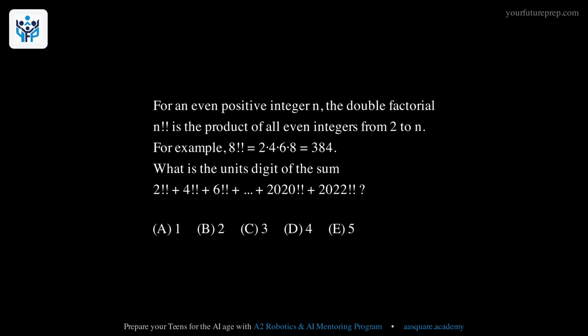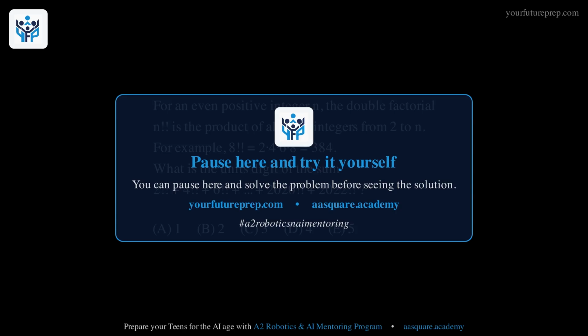What is the units digit of the sum 2 double factorial plus 4 double factorial plus 6 double factorial, and so on, all the way up to 2022 double factorial? You can pause here and solve the problem before seeing the solution.